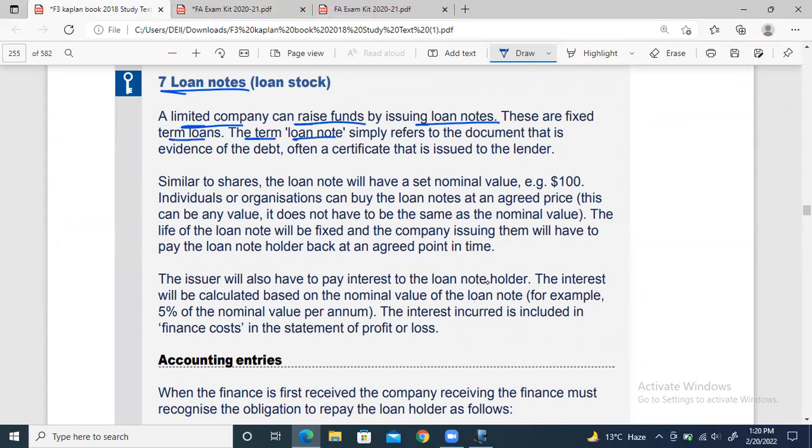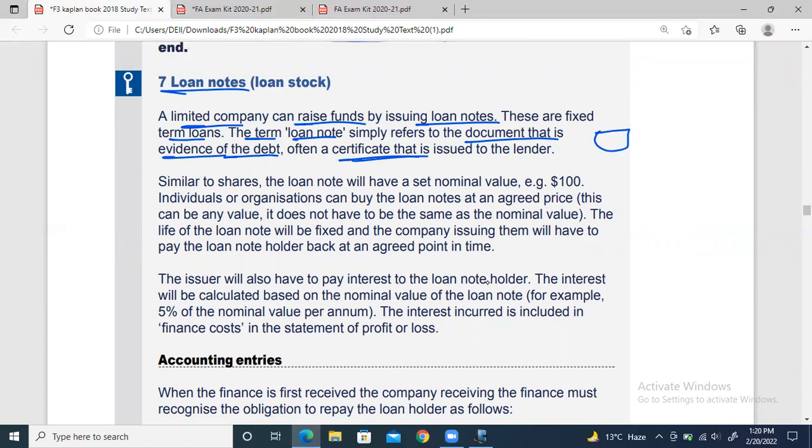The term loan note simply refers to the document that is evidence of the debt, often a certificate. Remember yesterday I explained with the help of a diagram, I made a lot of certificates. These certificates are given to the investors as a valid, written proof that they have invested, and the company has to return them some kind of money.